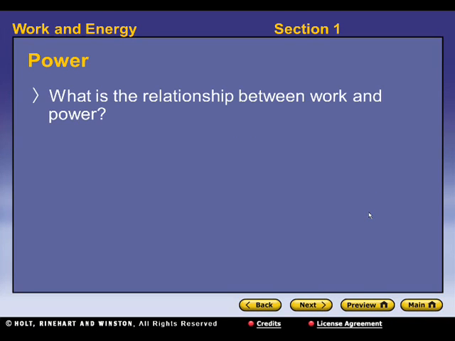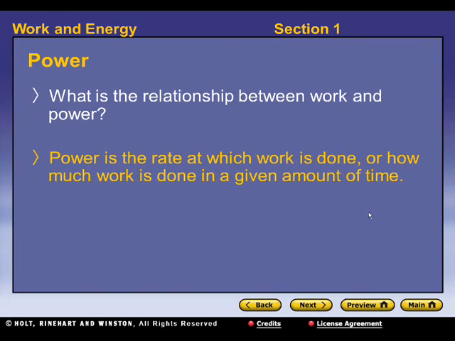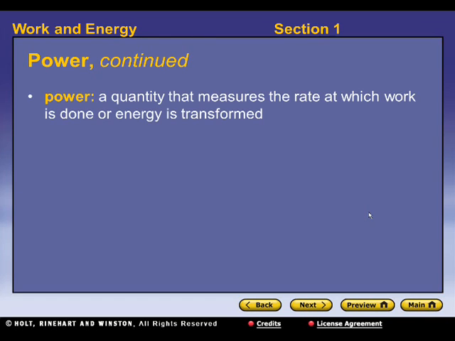Alright, so next on to power, and power is related to work. So what's the relationship between work and power? Power is the rate at which work is done, or how much work is done in a given amount of time. So you're doing work over a period of time. Power is how much work you are doing each second. So power is equal to work divided by time, or P = W/t. Power is a quantity that measures the rate at which work is done. It's just saying how much work you are putting out in a certain amount of time, like each second or each hour.